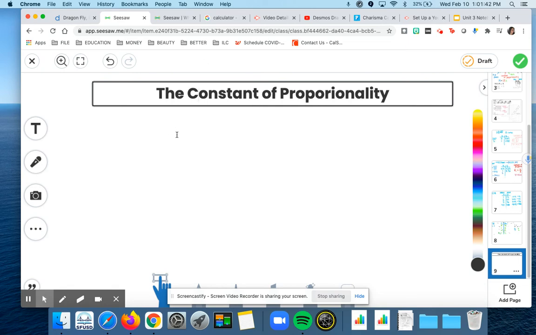How do you find the constant of proportionality? This has been coming up a lot. So we're going to go ahead and start off by just making up a problem.